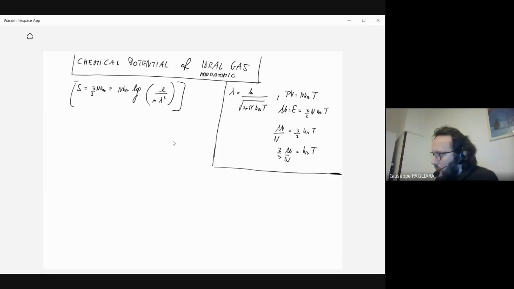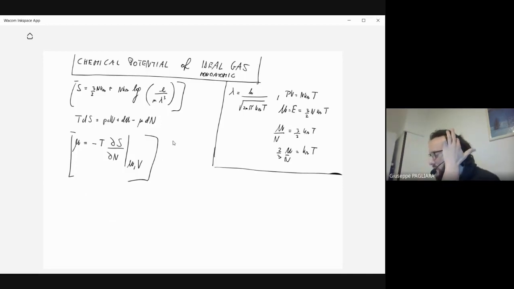Now, what is the chemical potential? The chemical potential can be found from this equation. Remember that T dS is equal to P dV plus dU minus mu dN, which is the first principle of thermodynamics, by considering also the possibility of changing the number of particles. Now from this equation I get that mu is equal to minus T times the partial derivative of the entropy with respect to N. This is important at fixed U and fixed V. Okay. This is the chemical potential. This is minus T derivative of the entropy with respect to the number of particles at fixed U and at fixed volume. Okay.